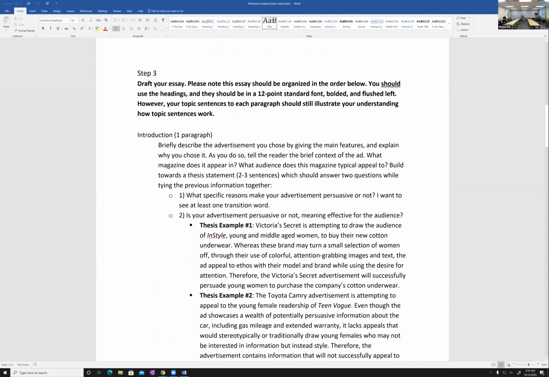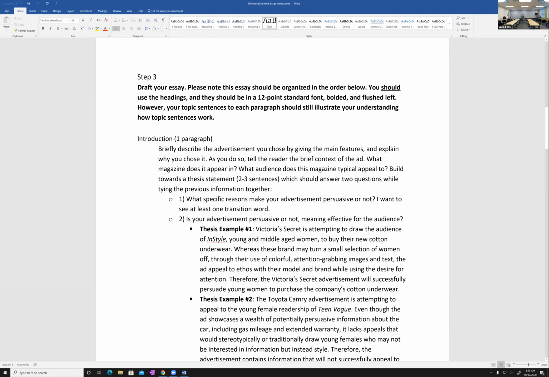So step 3, when you draft your essay, this is going to need to be organized in a particular order. As I said before, this is a very highly structured essay. I want you to use headings that I give you. So I give you the heading, use the ones I give you. Don't forget we are MLA format for everything, which means everything, the headings included. The headings should be in a 12-point standard font, which is Times New Roman style. I do want the headings bolded, and I want them flushed left, which means left aligned.